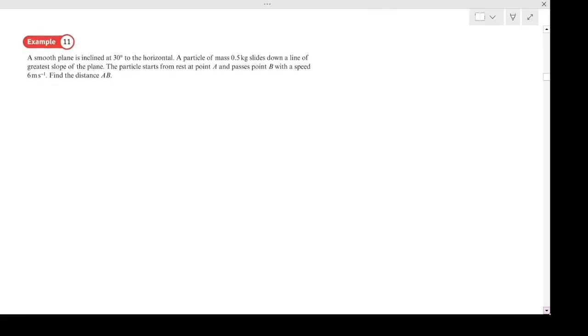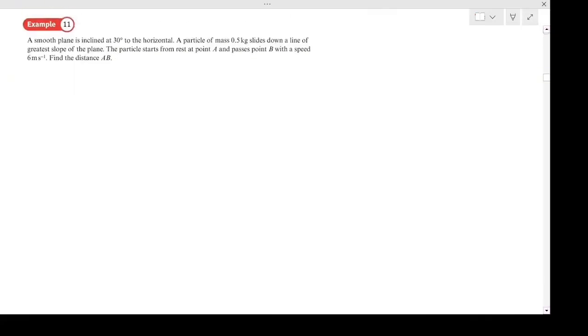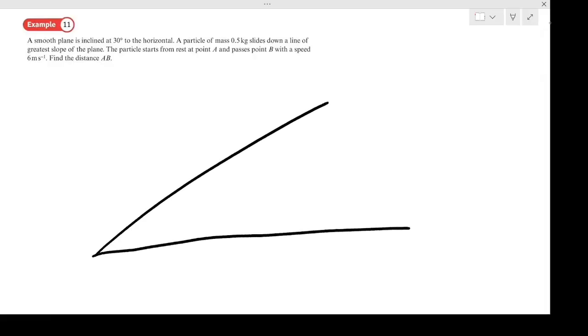Right, so we've got this question here. We're told a smooth plane is inclined at 30 degrees. Immediately you can start to jot down and draw the situation. So 30 degrees, we've got a particle of mass 0.5, again this little box, 0.5 kilograms.